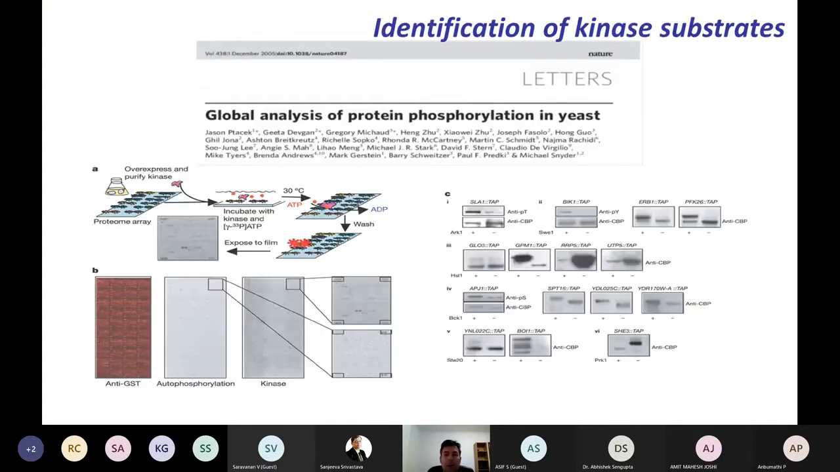The authors also used these proteome yeast arrays to detect substrates of phosphorylation. They incubated the proteome arrays with purified kinases and radioactive phosphorylated ATP. After incubation, the arrays were exposed to a film to detect the radioactivity and identify new substrates, or protein substrates, of kinases.